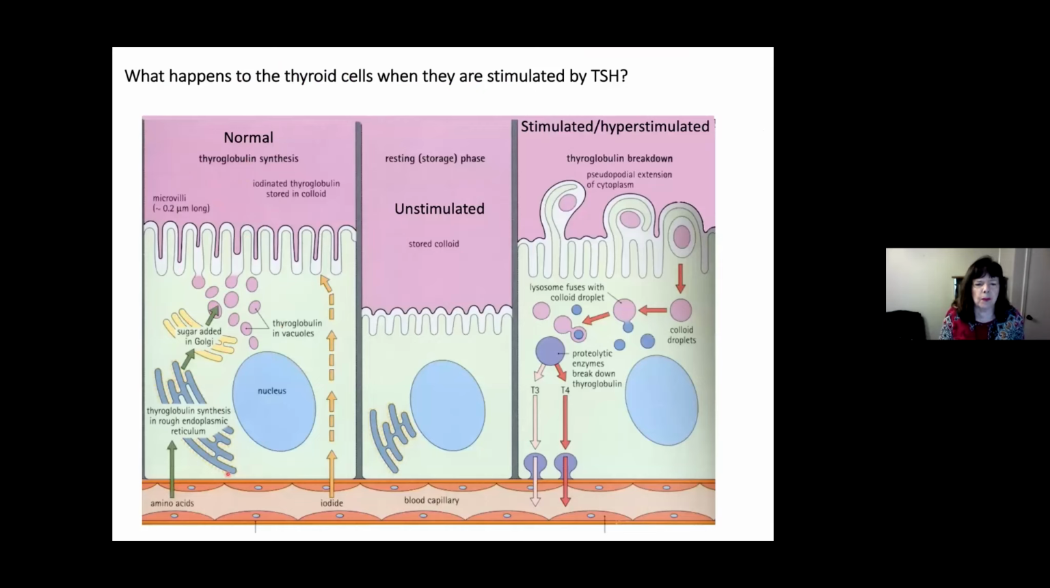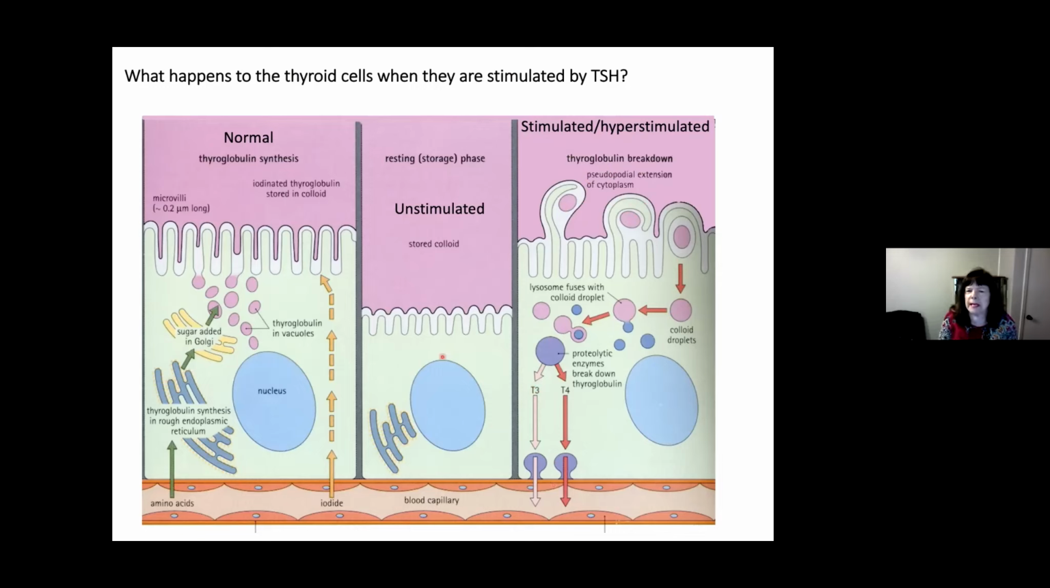So here's a normal thyroid follicle, and it just shows you the steps that it takes to make thyroglobulin, and it'll iodinate it so that your T3 and T4 are out there stored in the form of this protein. And then in a stimulated follicle, let's jump over here, you'll have TSH stimulation and you'll have thyroglobulin breakdown. So the cell will pull it in and break it down in lysosomes and secrete the T3 and T4.